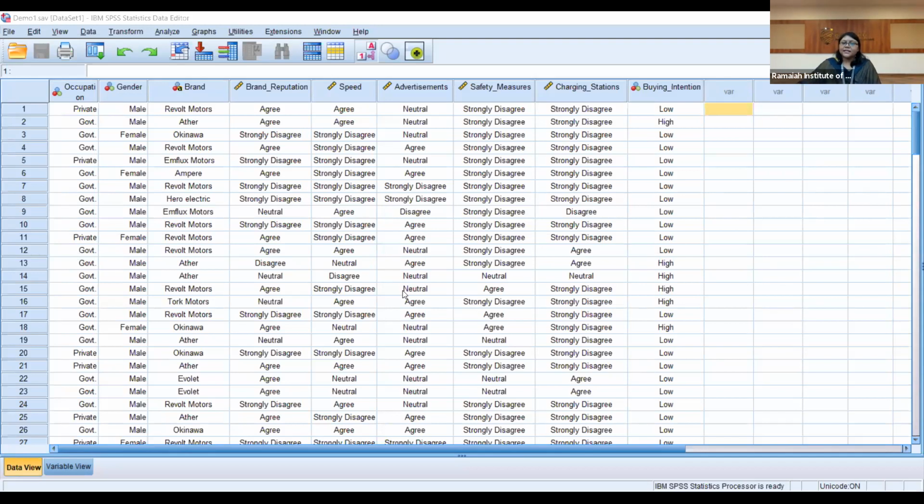Now this data set consists of 5 other independent variables. What I'm saying is your buying intention is dependent on brand reputation, speed of the electric vehicle, the number of advertisements, the safety measures given by the electric vehicles, and the number of charging stations which are available. Based on this, I have considered their gender and also their occupation, whether they are working in private organizations or in government organizations.